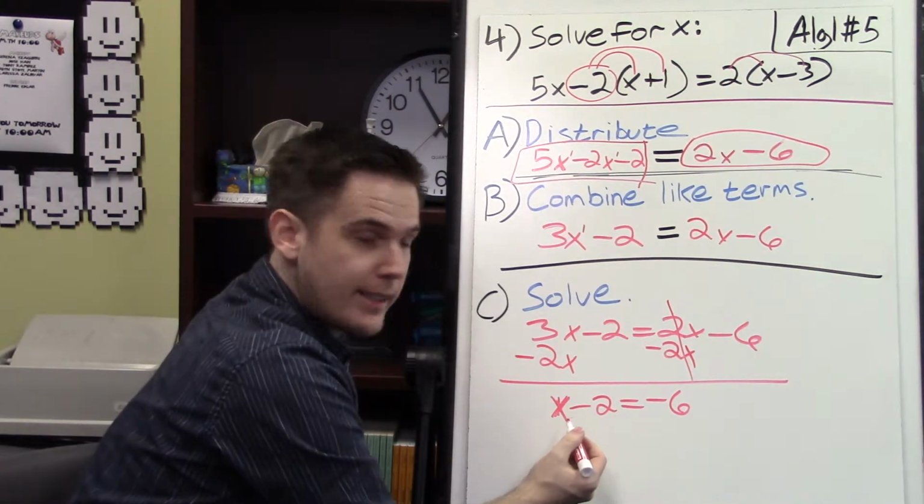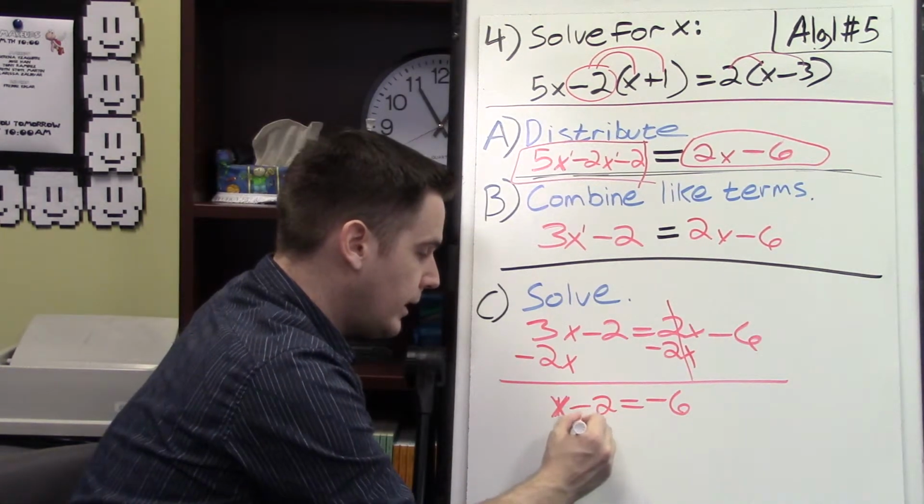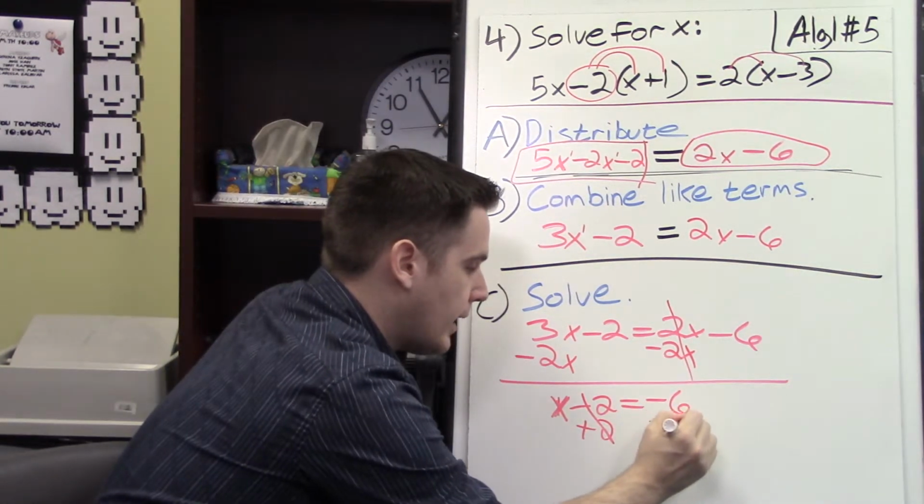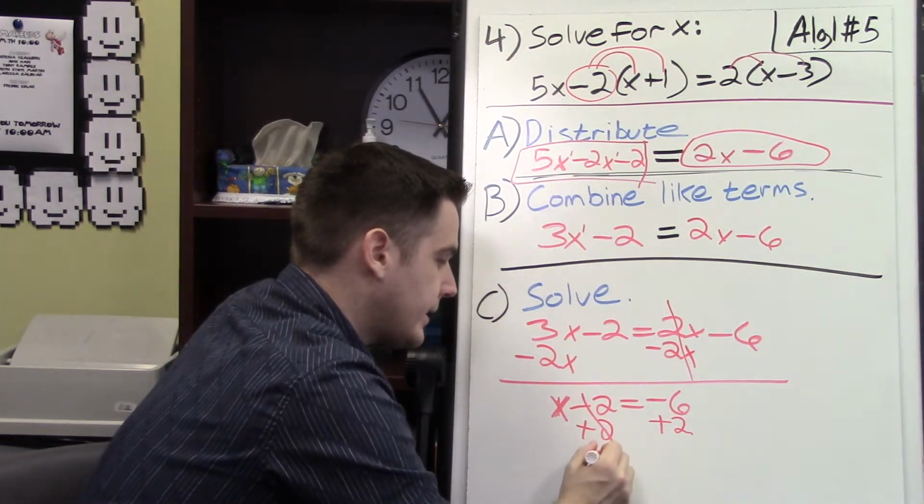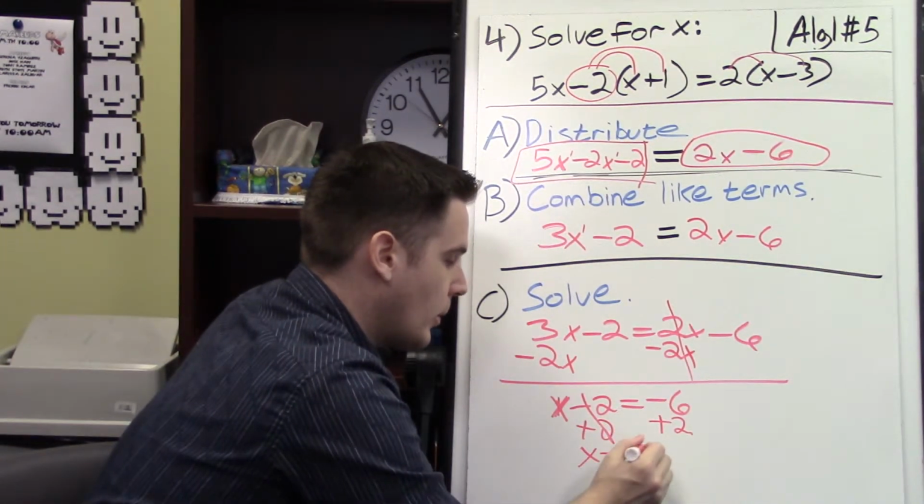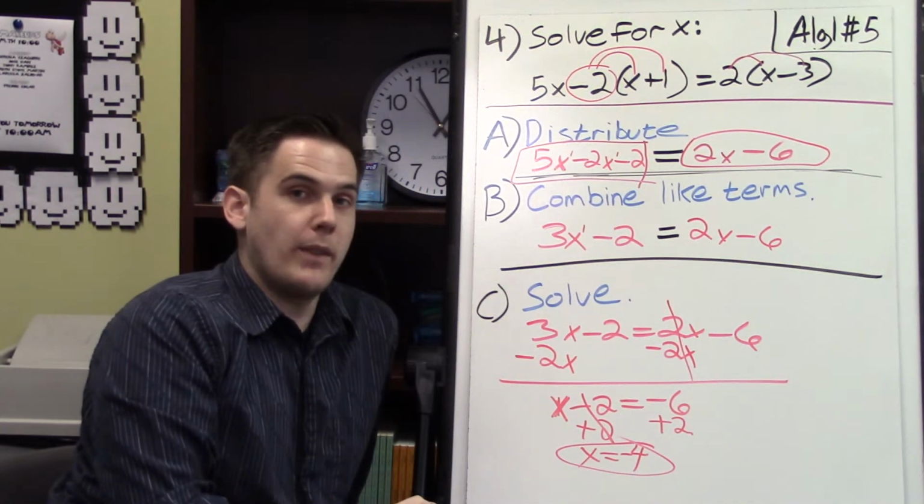Try and get the x by itself, so let's get rid of this negative 2. Minus 2, the opposite is positive 2. Positive 2, so x equals negative 6 plus 2, which is negative 4. And that's how you solve that problem.